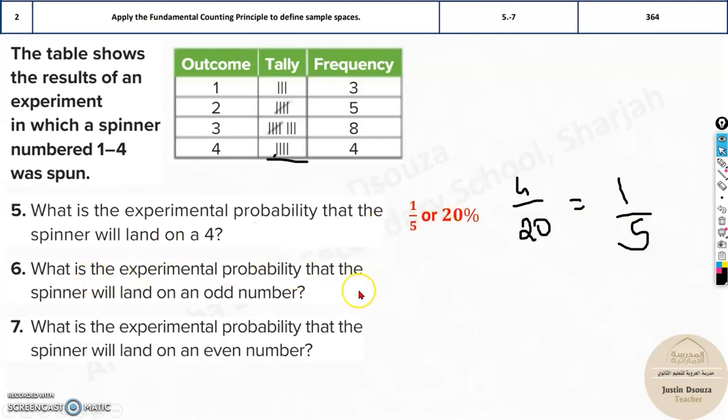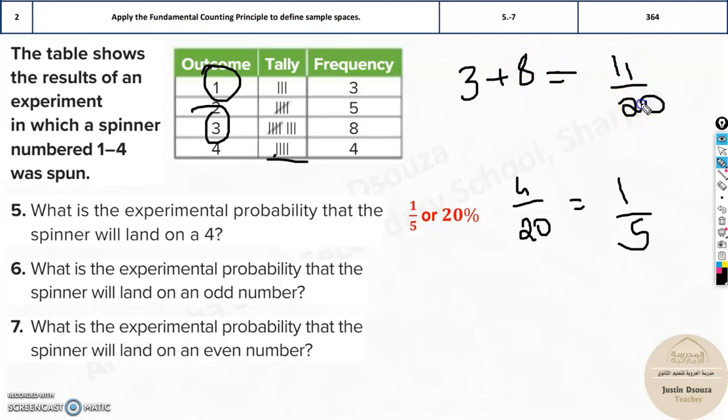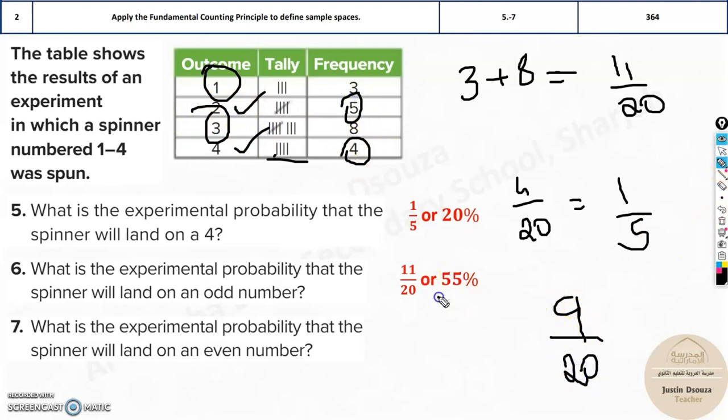What is the experimental probability that the spinner will land on an odd number? Odd numbers are 1 and 3. So you have 3 plus 8. 3 plus 8 is 11 divided by 20. It's a fraction itself, 11 by 20 or 55%. What is the experimental probability that the spinner will land on an even number? Even numbers are 2 and 4. That is 9 divided by 20. It's 100 minus 55. That's 45%. So those are the answers.